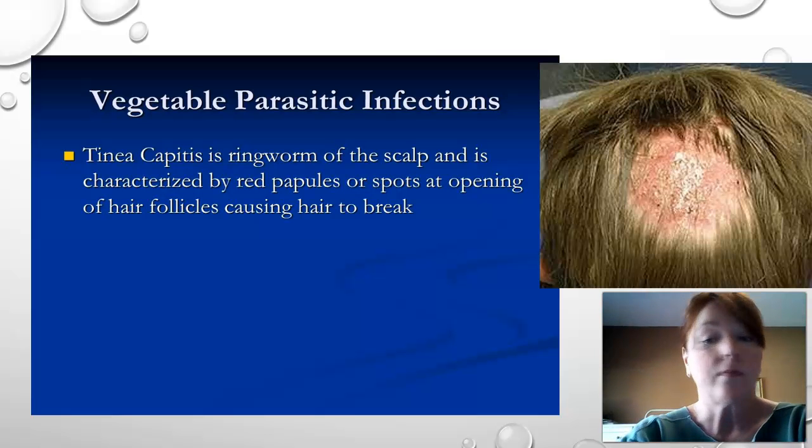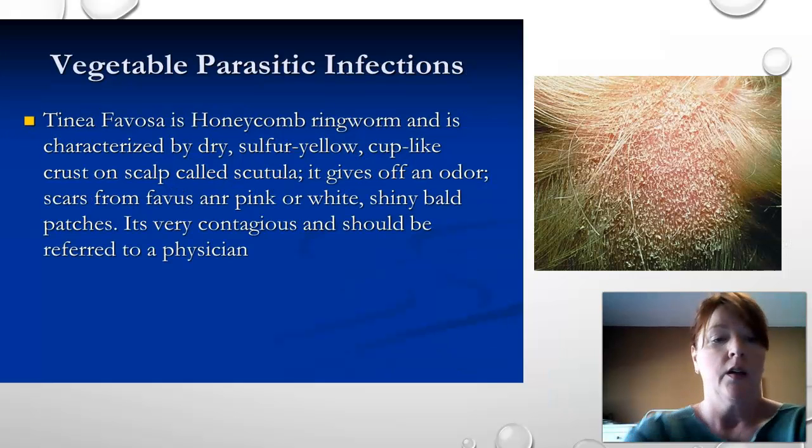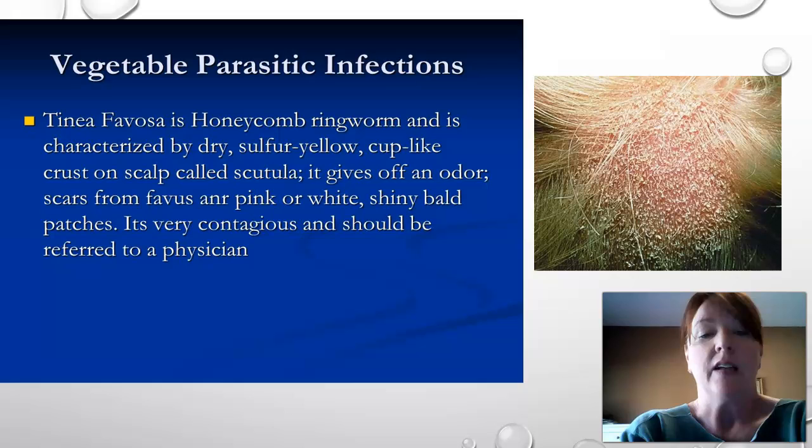Again, contagious. You want to make sure that you refer your client to a physician when you see anything like this on the scalp. Tinea favosa is honeycomb ringworm, and it is characterized by dry, sulfur-yellow, cup-like crusts on the scalp called scutula. It gives off an odor. Scars from favosa are pink, shiny bald patches. Very contagious, should be referred to a physician.